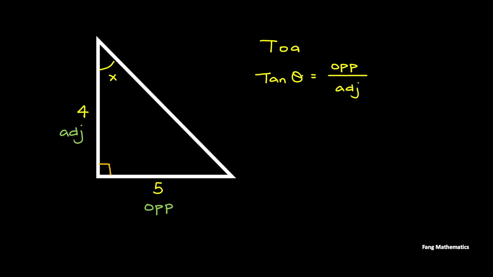In place of theta, you are to put x, the angle we are to find. So tan x is equal to opposite, you are to put 5, over adjacent, you are to put the 4. And now let's look at the left-hand side. But you see that this tan, the trigonometric function, is attached to x.